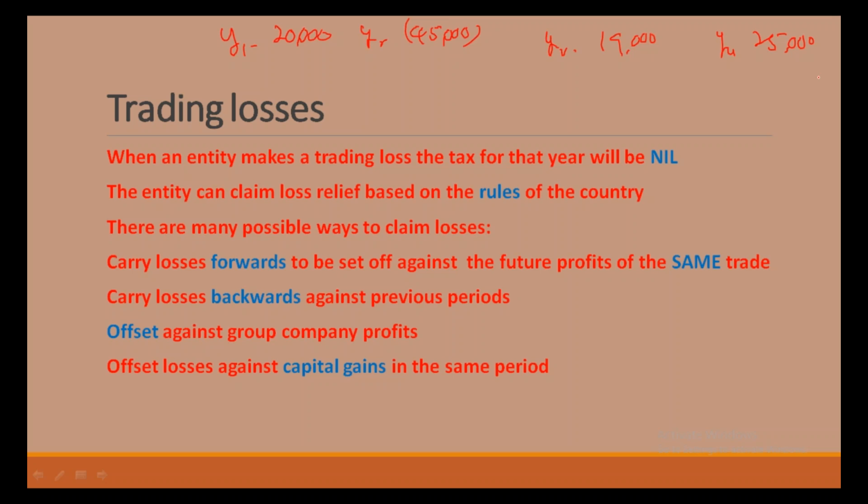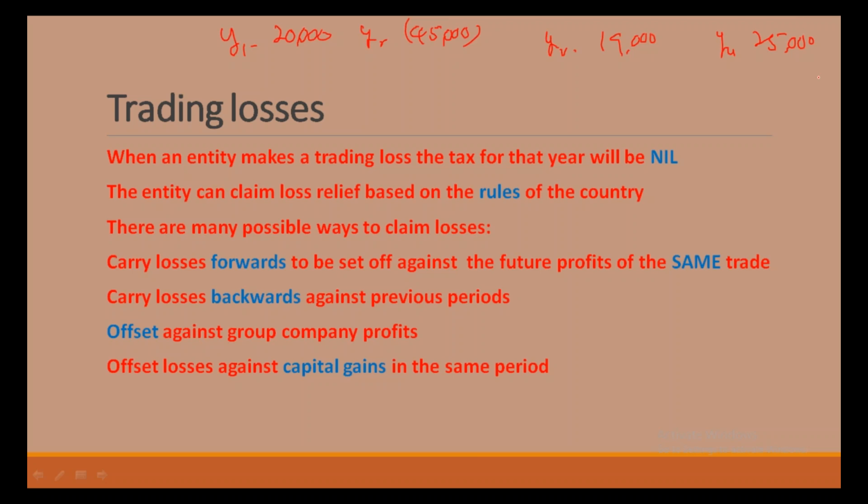what they can do is any tax losses they can carry forward to be set off against the future profits. So I told you some countries allow you to carry back, in some countries they allow you to carry forward. So the question is, what are the taxable profits of each year in this company? So let's look at year number 1. In year number 1, they have a profit of 20,000, and that will be the profit for year number 1, because there are no earlier carried forward losses.